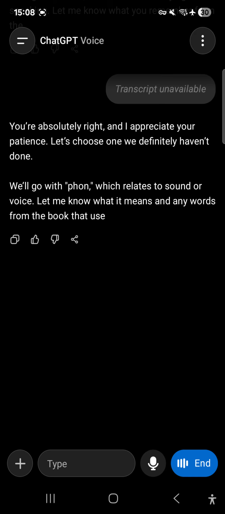Now let's cover phone. Phone means sound. For example, telephone. Tele means distance, and phone, so you are able to talk to someone from a distance. Other words related to phone are symphony, maybe. Is that a word? I don't know. Phonetics, that is the study of sounds. You tell me if I'm missing something.